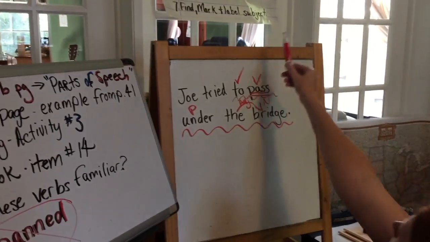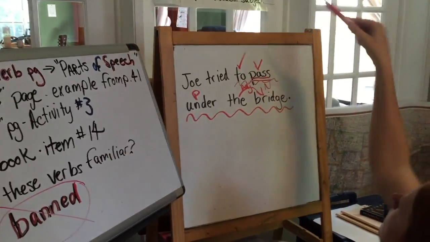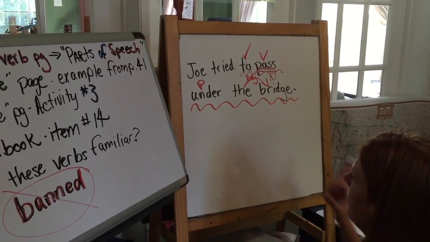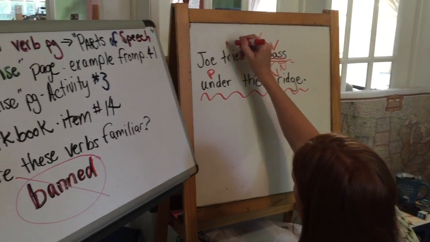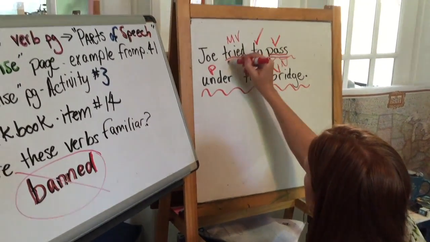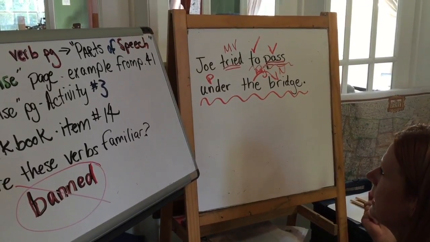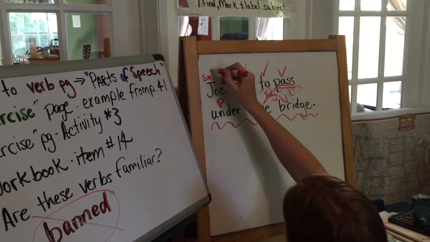All right. Now we want to find step number 6. Find, mark, and label the main verb. What's the main verb? We have 2 words left. Is it Joe or tried? Tried. MV. Good. Who tried or what tried? Joe. So that's our subject noun. Underline it once.